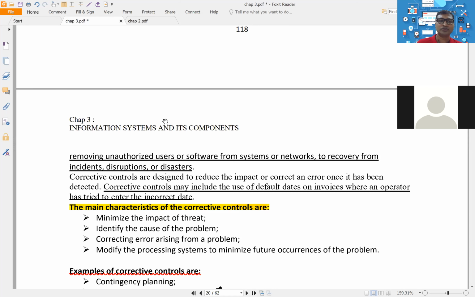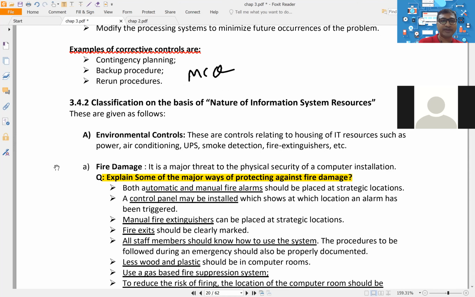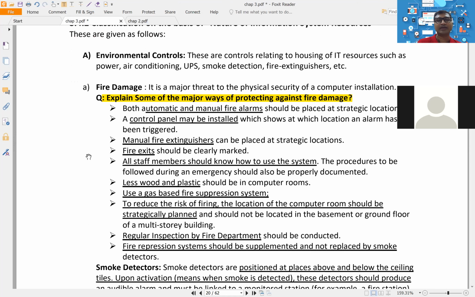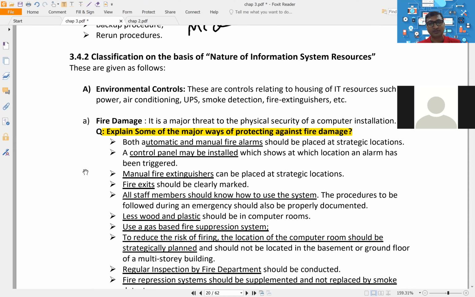Okay. Now, once you finish with preventive, detective, and corrective, then comes the nature of IS resources. I told you that this is one of the best parts. This is something like general knowledge. Correct, yes or no? Now remember: fire damage, power spikes, water damage. Then remember the dust, and eating is not allowed. So believe me, this takes the least effort to remember all such things.